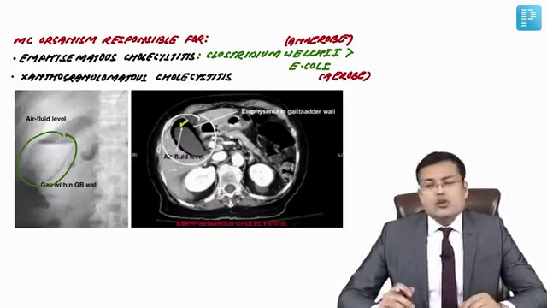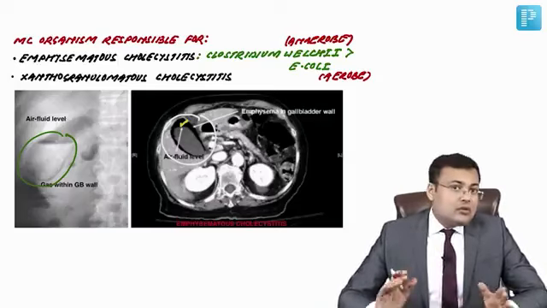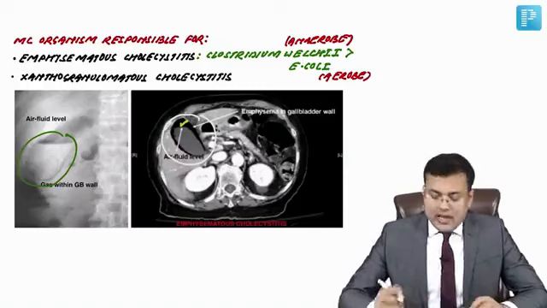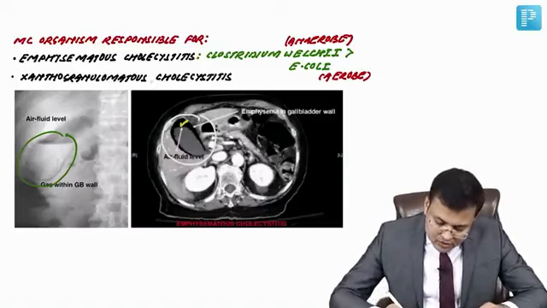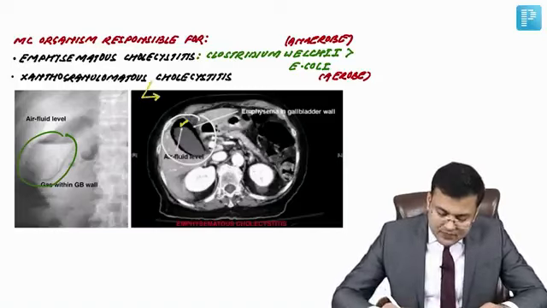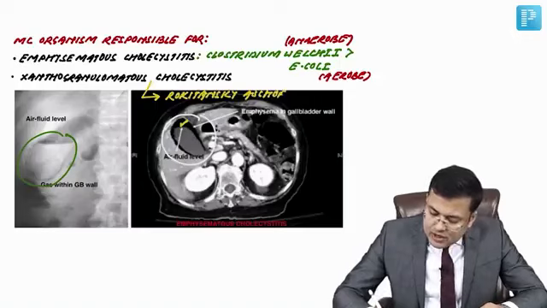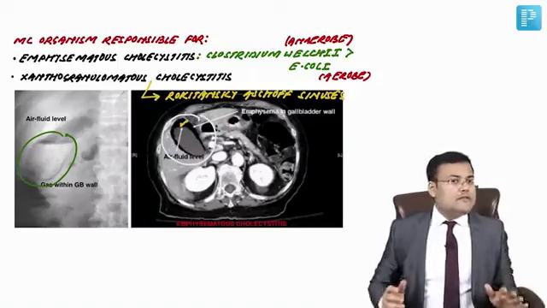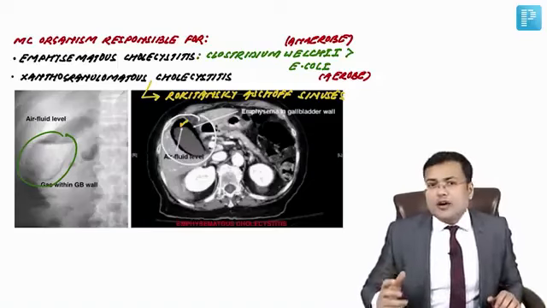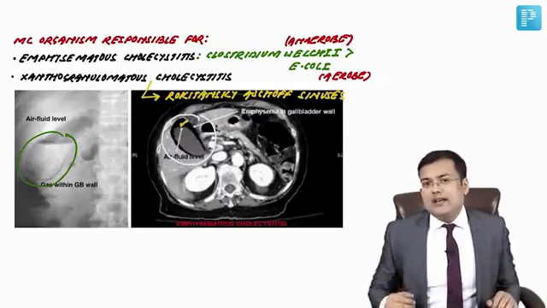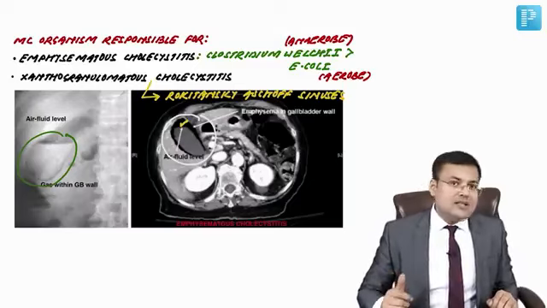What about xanthogranulomatous cholecystitis? Xanthogranulomatous cholecystitis is a non-infectious condition. And what is the cause? This xanthogranulomatous cholecystitis is caused by rupture of Rokitansky-Aschoff sinuses. Clear? It's a non-infectious condition caused by rupture of Rokitansky-Aschoff sinuses. Because of that, there is bile leak, and because of bile leak, there is xanthogranulomatous inflammation.